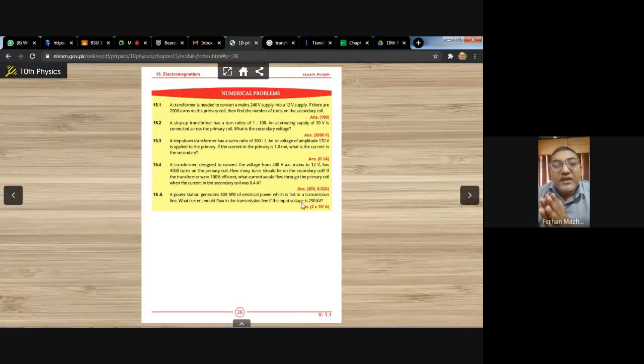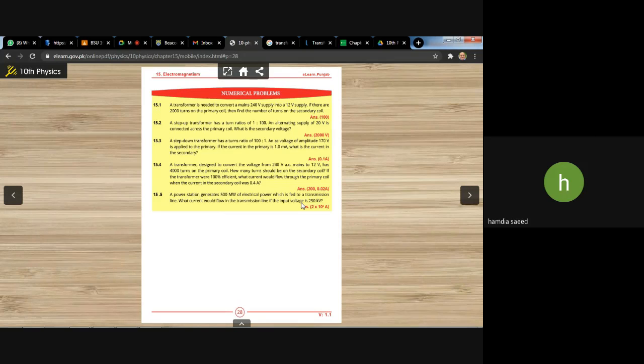So do you see? The primary voltage is given. VP is 240 and VS is 12 volt. If there are 2000 turns on the primary coil, NP is given, 2000. Then find the number of turns on the secondary coil. NS is the question. Do you understand this statement? Yes, sir. Okay. So let me show you. I have a solution also with me.